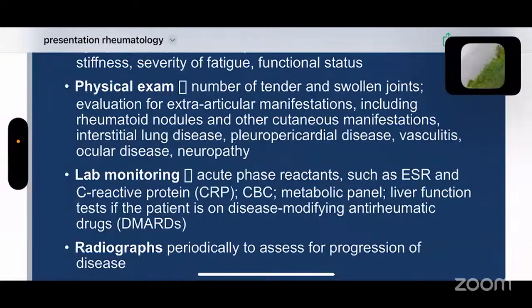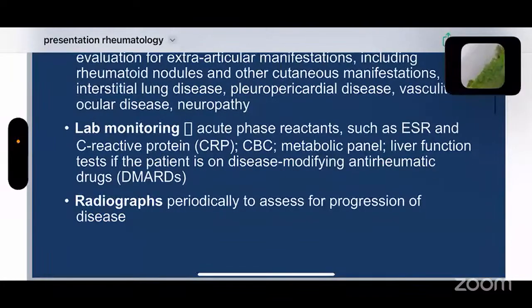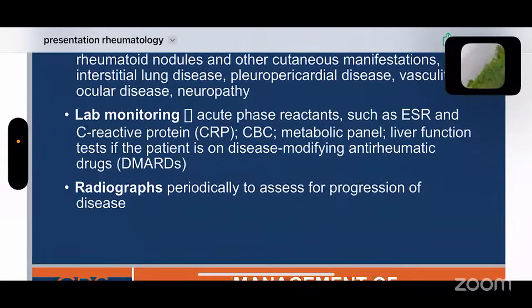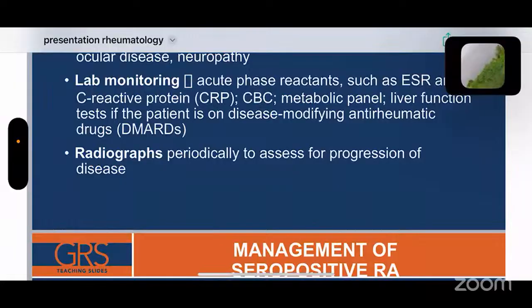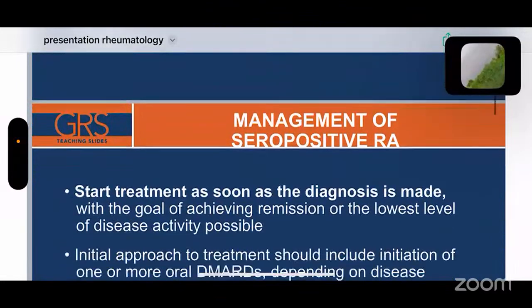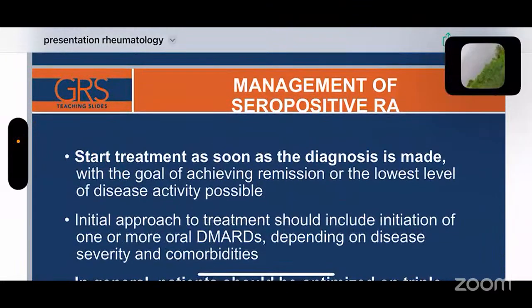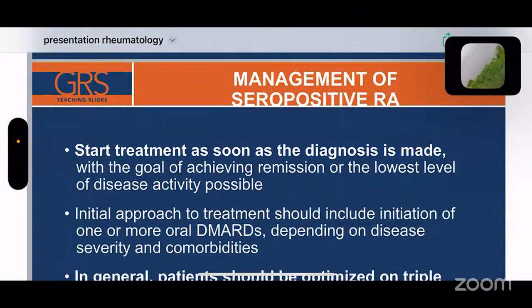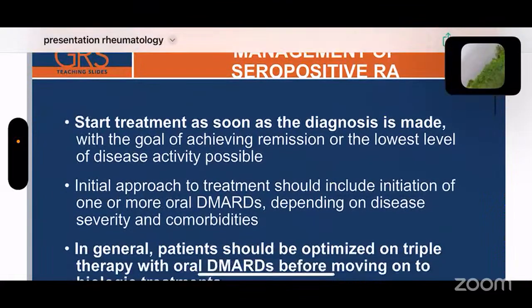We'll start with acute inflammatory phase markers like ESR, C-reactive protein, CBC, metabolic panel, and liver function tests, especially if the patient is on disease-modifying anti-rheumatic drugs. Radiograph to assess for progression of the disease, as basically we must do an X-ray as an initial investigation for every patient with rheumatoid arthritis. After that, we will move to management of seropositive rheumatoid arthritis.